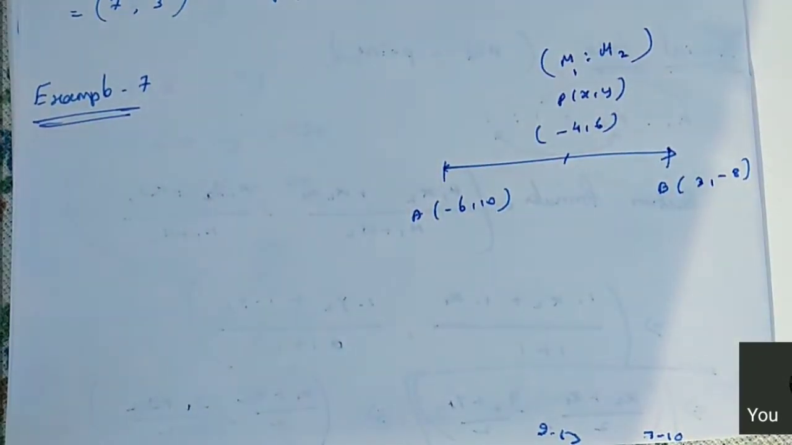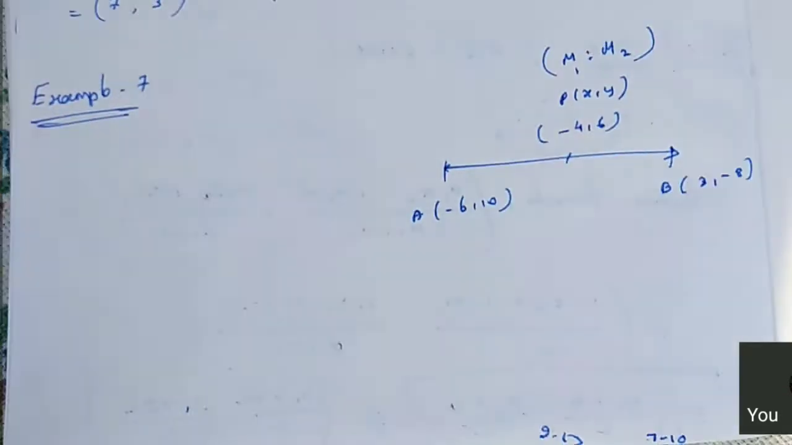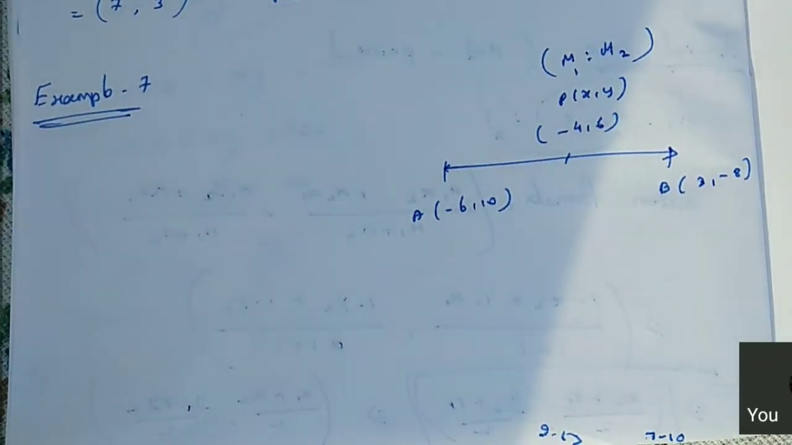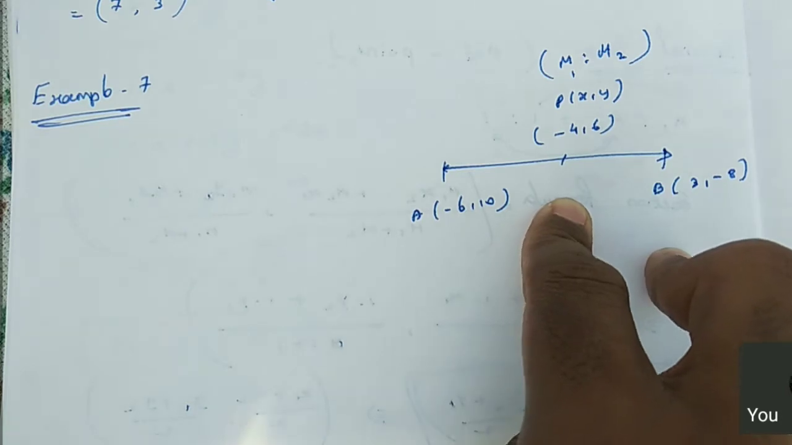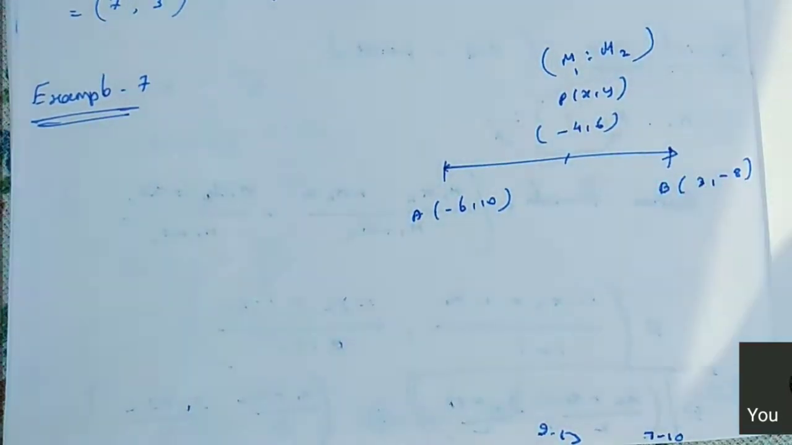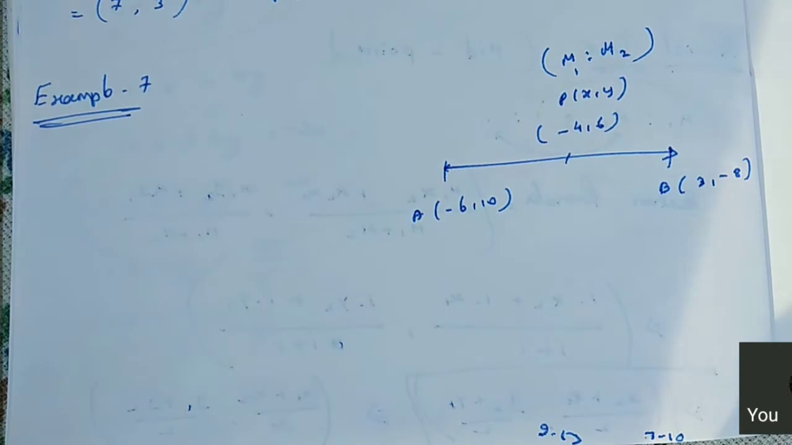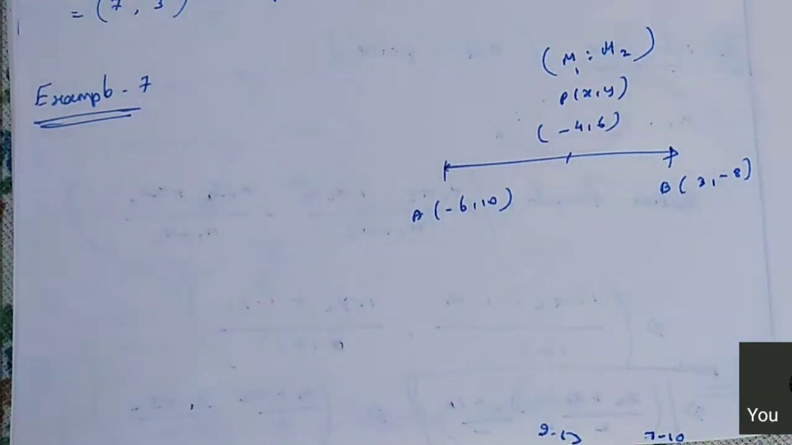They are asking for the ratio. In the previous problem, they gave a ratio and a starting point and ending point, and we found the in-between point. But here they have given a starting point, an ending point, and the in-between point as well. We should find by what ratio the point divides the line. Same thing, the section formula, nothing to worry about.